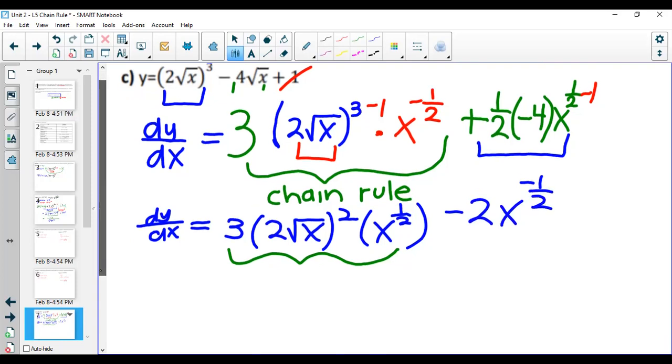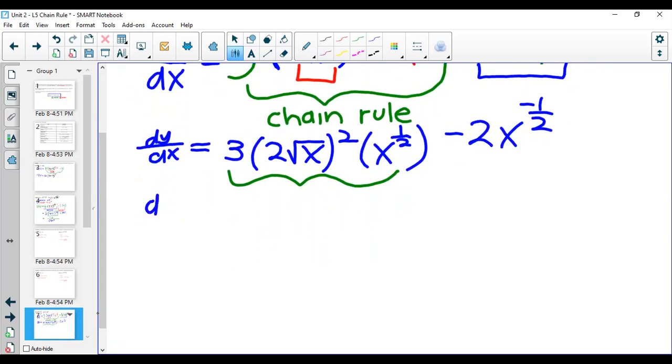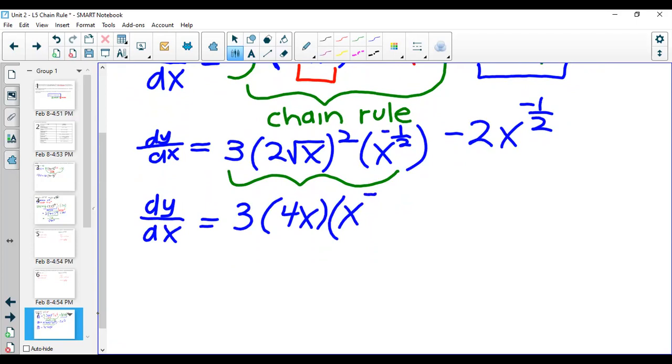So it takes all the steps you need to make sure you're not missing anything. At this point, I'm going to combine. 2 root x squared would be the same as just 4x. Then I have x to the power of, and sorry, this should have been -1/2. So x to the power of -1/2, then minus 2x to the power of -1/2 as well, combining the 3 and the 4x.